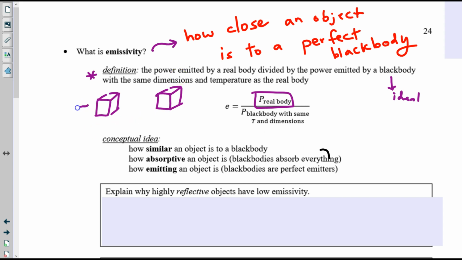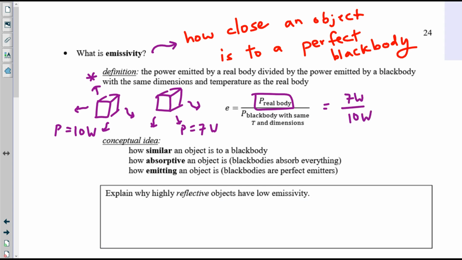and maybe this one emits how much power? 10 watts. This one emits only 7 watts. So the emissivity would be 7 watts for the real body over 10 for the black body. This would yield an emissivity of 70%, or the way that we'll usually write it, 0.7.